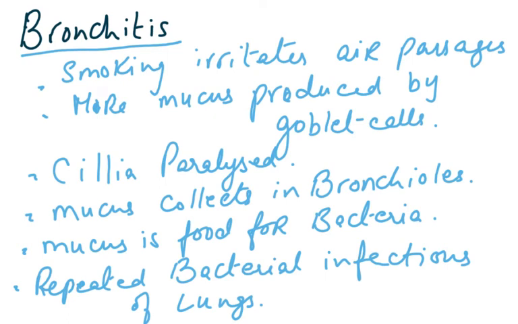Now, the disease bronchitis, what happens in that? Smoking irritates the air passages, more mucus is produced by the goblet cells, cilia become paralyzed, and mucus collects in the bronchioles. So mucus is food for bacteria, leading to repeated bacterial infections in the lungs.